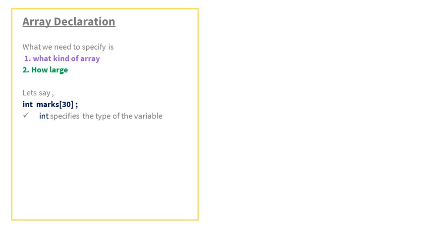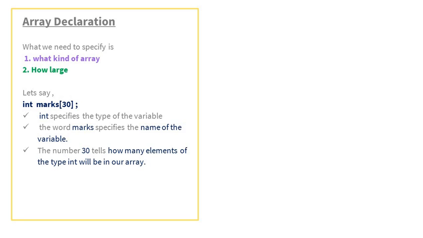So let's see the components of it. First of all, you have written int, that is integer, that specifies the type of array. So the first thing you have done is specify what kind of array, the data type. That is just the usual way to declare any variable. After that, the word marks specifies the name of the variable. If you are going to declare a single variable, it is also integer marks like that, very simple. Now after that, the number 30 tells how many elements of the type integer will be in our array. So this 30 represents the size of the array: you want to store 30 numbers.